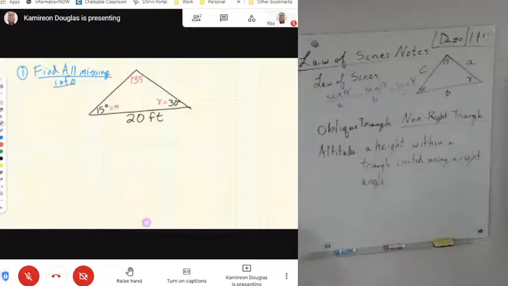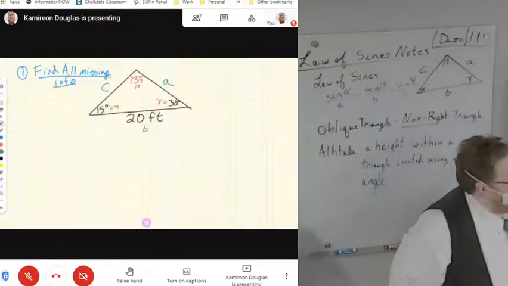My 135 is my beta. And according to my picture, opposite of the alpha is my A side. Opposite of my gamma is my C side. Opposite of my beta is my B side. Why would I do capital B? A B side.